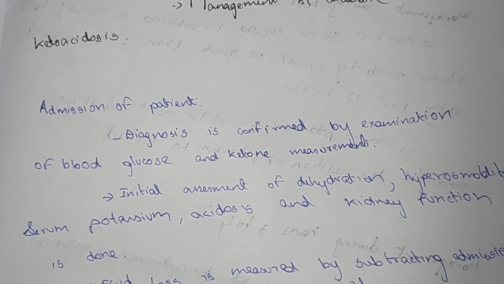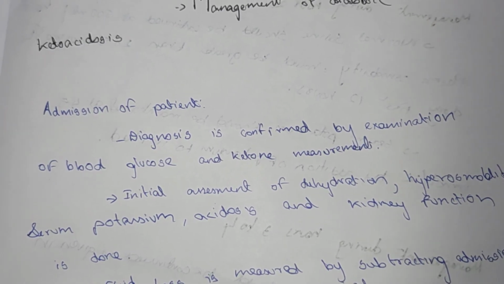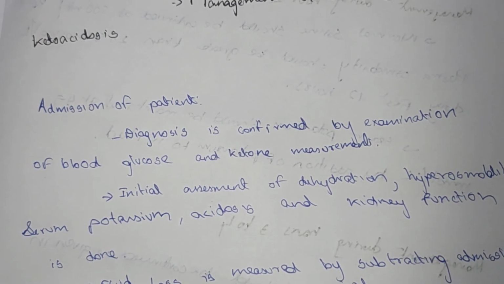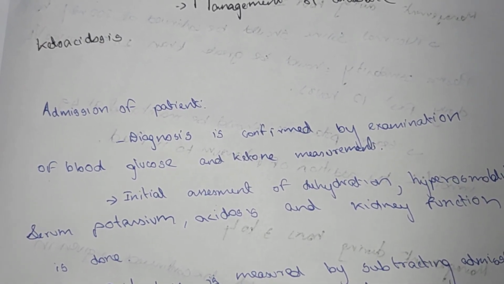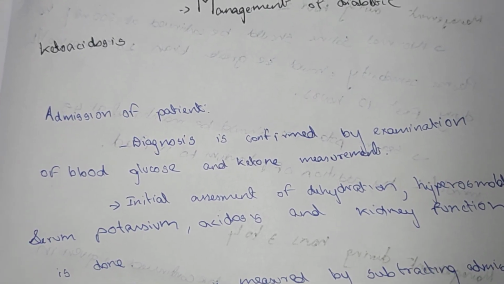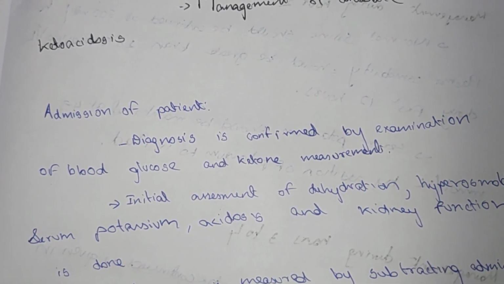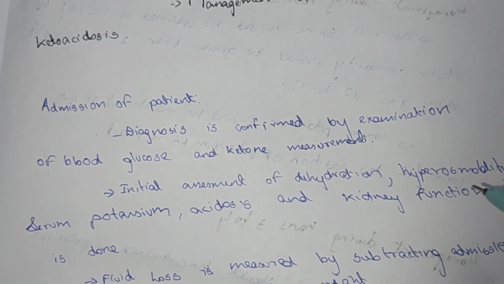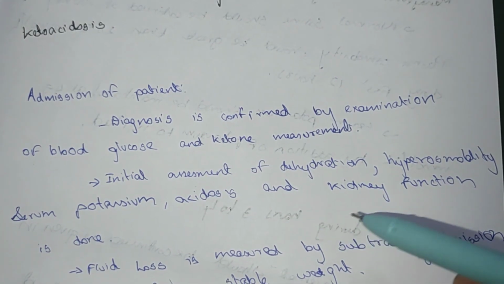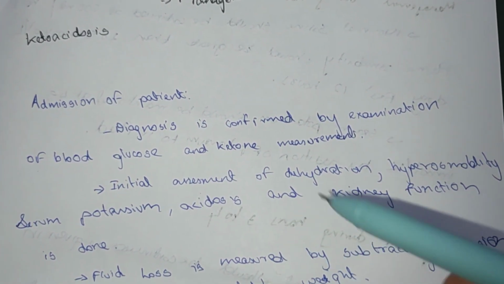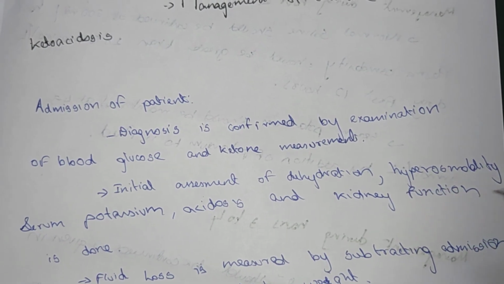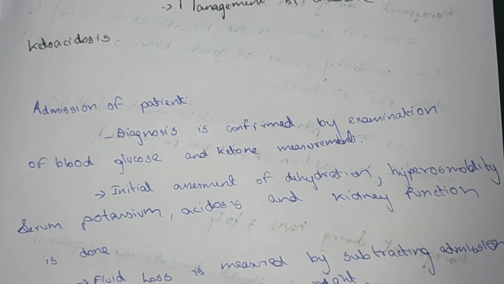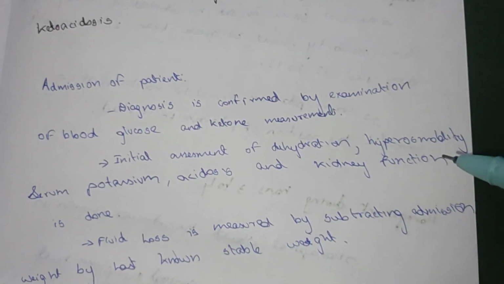First, the admission of the patient. The diagnosis is confirmed by the examination of the blood glucose and the ketone measurement. We should diagnose whether the patient has diabetic ketoacidosis by checking the blood sugar as well as the ketone level. Initial assessment covers dehydration, hyperosmolarity, serum potassium, acidosis, and kidney function tests.